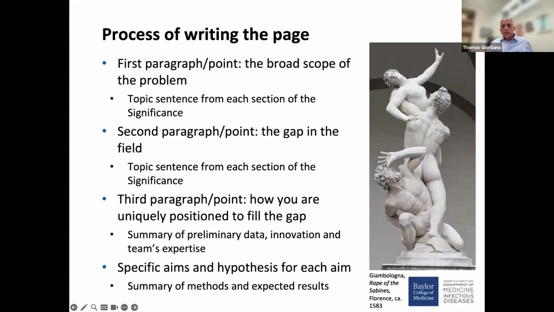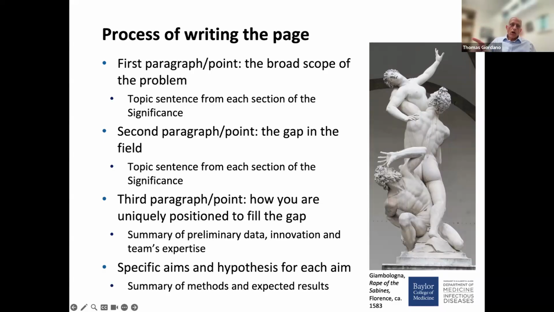How do you write this page? It's a tough page to write. My advice would be to figure out the aims, the actual work you want to do, first, and then go from there and start thinking about the experiments you're going to do, the analyses you're going to conduct, the background and significance that you need to write, what you're going to do that's innovative. You don't want to get too far ahead of yourself on the aims page.